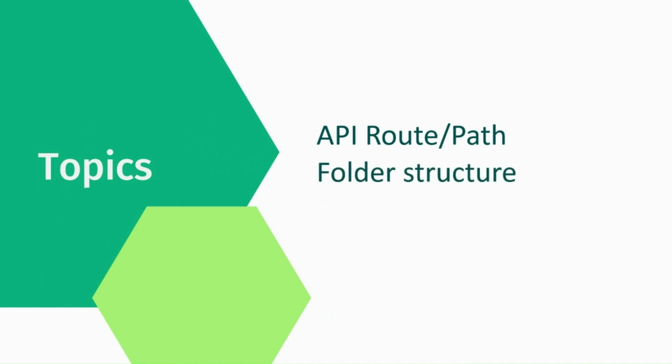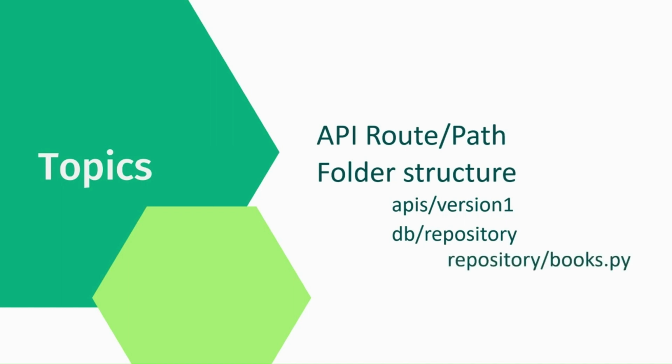Next, we will create a new folder for API versioning inside the APIs folder. After that, we will also create a repository folder inside the DB directory. Then in the repository folder, we will again create a new file named books.py to keep ORM queries and functions related to the books table.